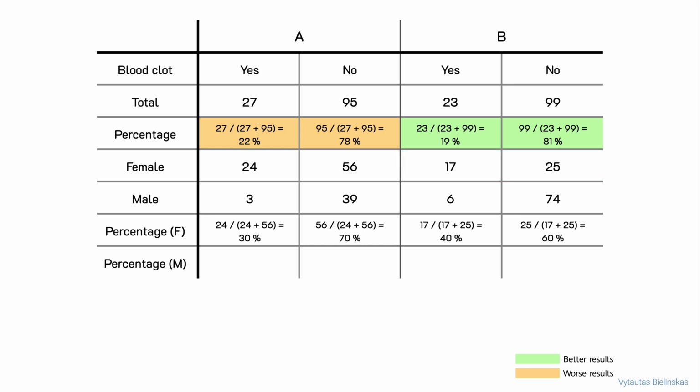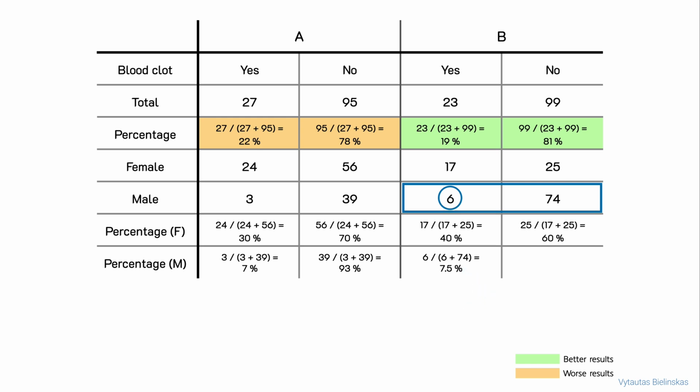Let's check for males now. For males, 3 males who got a blood clot divided by the sum of all males is 7% only. Then, 39 males who didn't get a blood clot divided by the sum of all males is 93%. Here we have 7% versus 93%. Next, for drug B, 6 males who got a blood clot divided by all males is 7.5%. And 74 males who didn't get a blood clot divided by all males is 92.5%. Here we have 7.5% versus 92.5%.